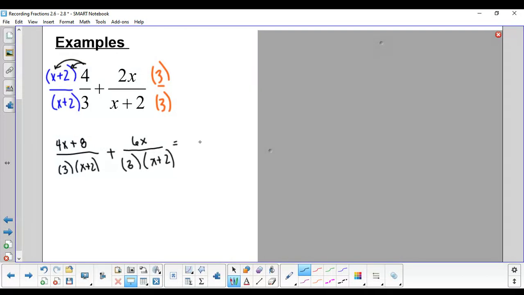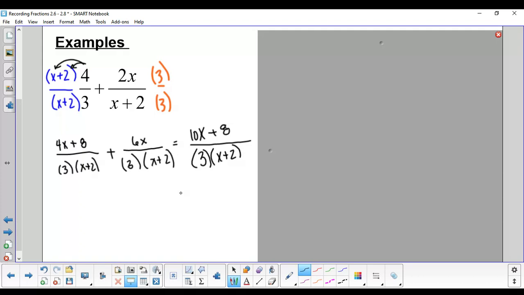Now that I have a common denominator, I can combine the numerators. That's 4x plus 6x is 10x, and a positive 8. On the bottom, I'm only going to write the denominator once. Because it was a like or common denominator, I don't need to write it more than once.